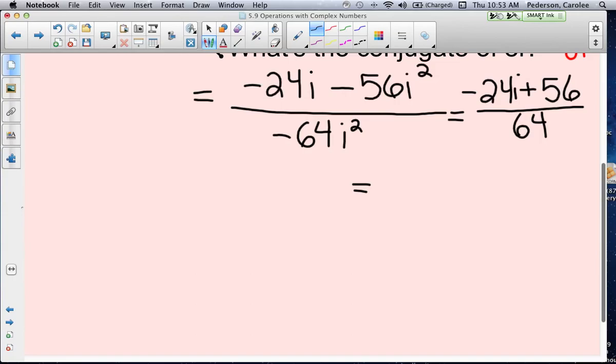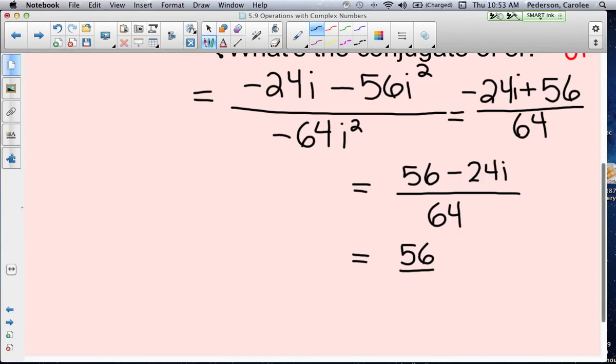Then I have 56 minus 24i over 64, or you can separate that fraction into two fractions. So I have the real part and then the imaginary part. And I'll let you finish those, reducing those fractions down.